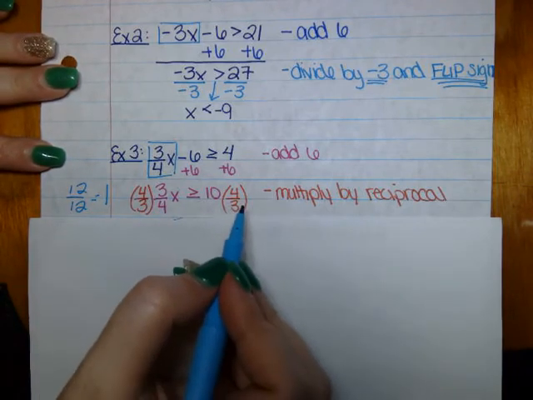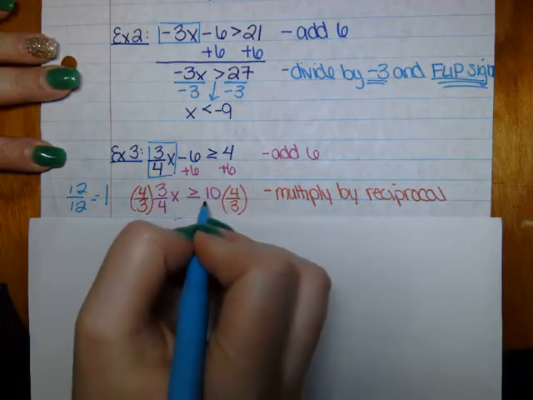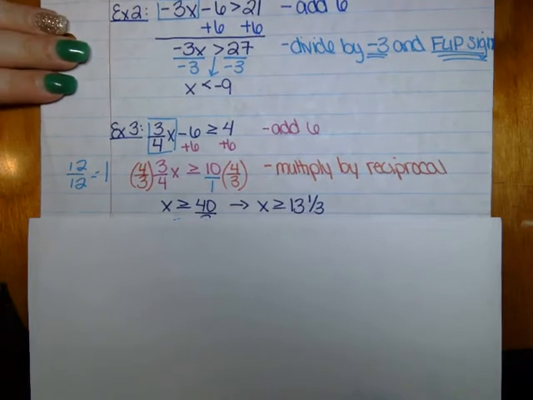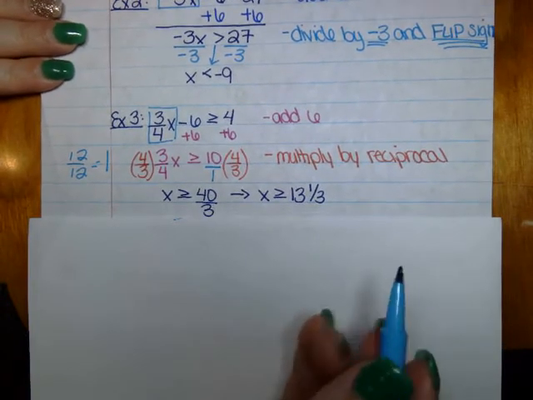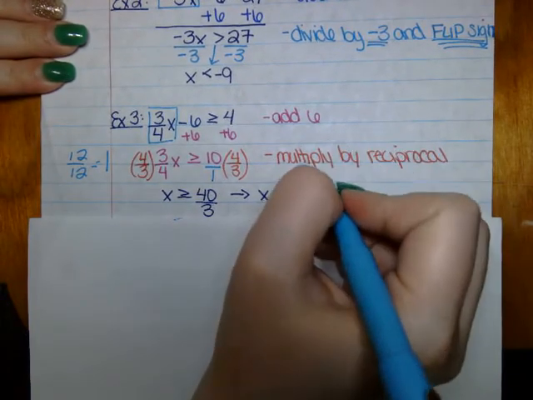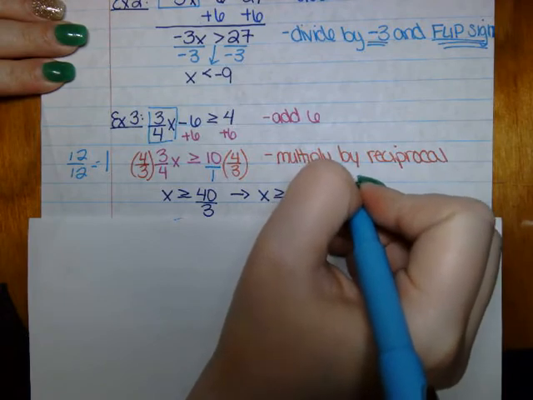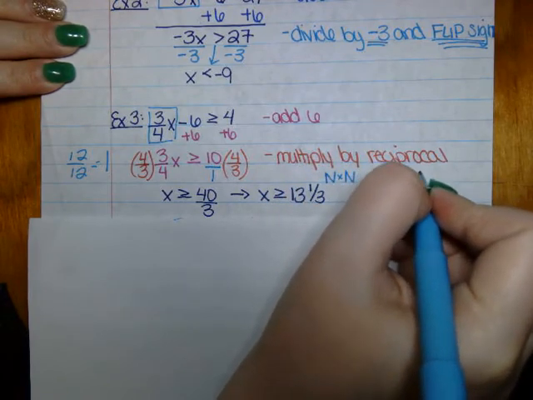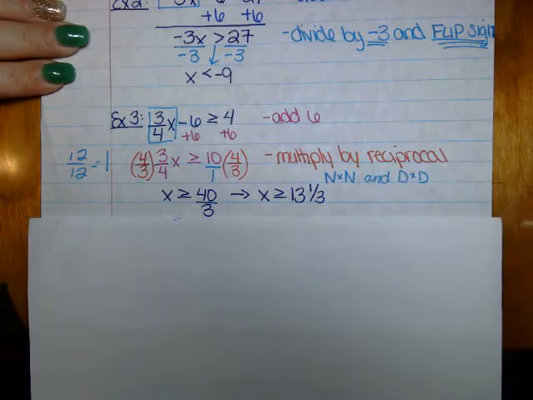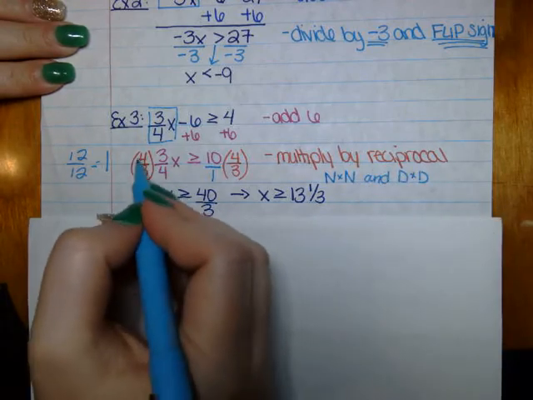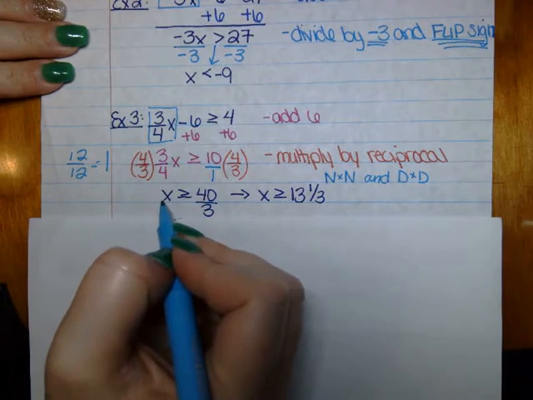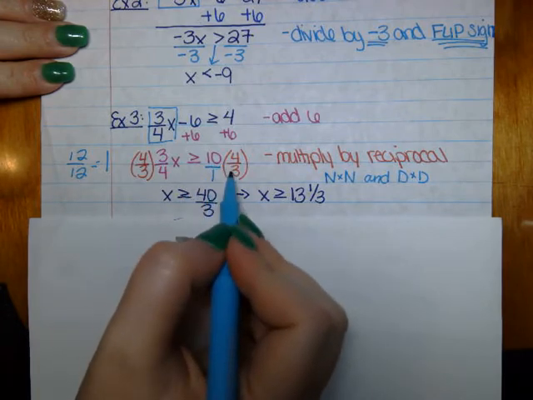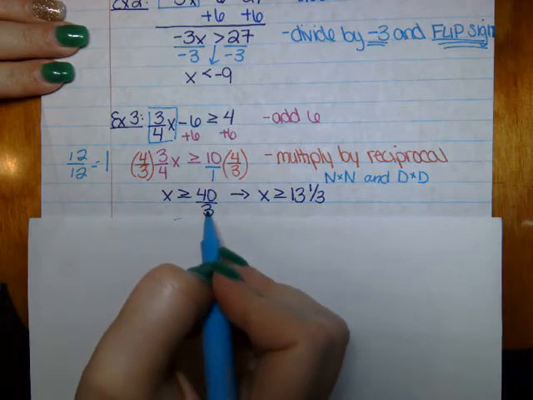Remember, when you're multiplying a fraction by a whole number, we can rewrite it over 1 before we do our multiplying. If you forgot how to multiply fractions, remember that it's numerator times numerator and denominator times denominator, and then you simplify. So this whole piece is going to give me a 1x greater than or equal to 10 times 4 gives me 40, 3 times 1 gives me 3.